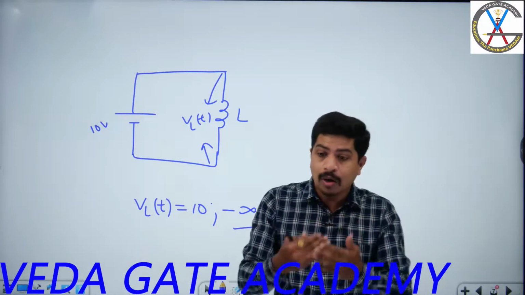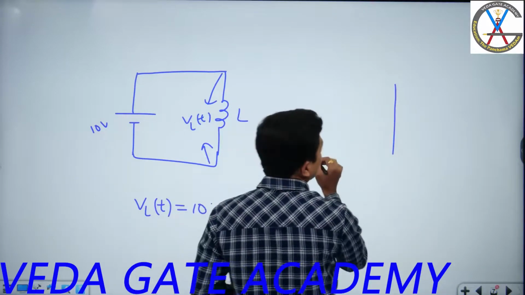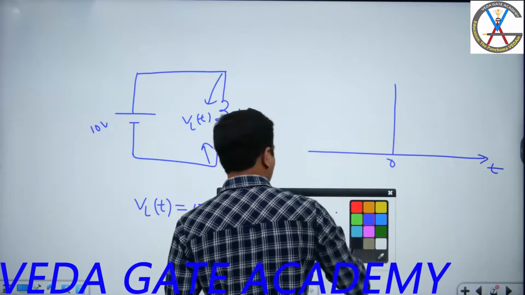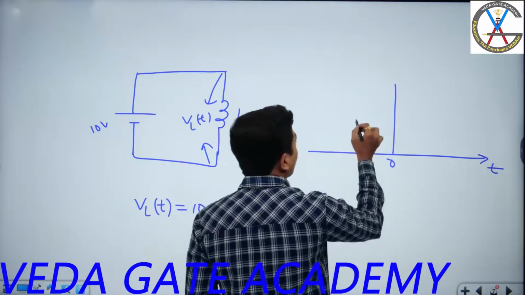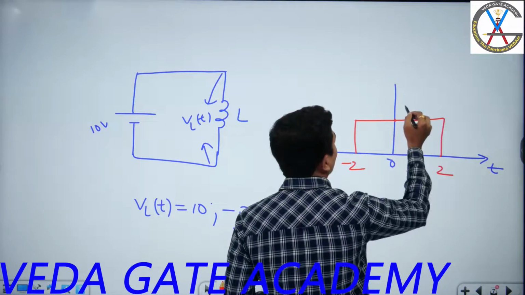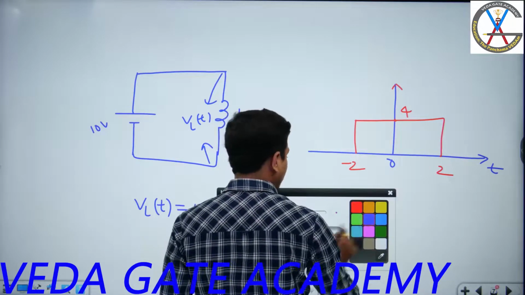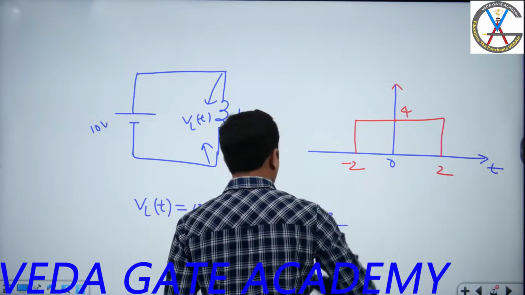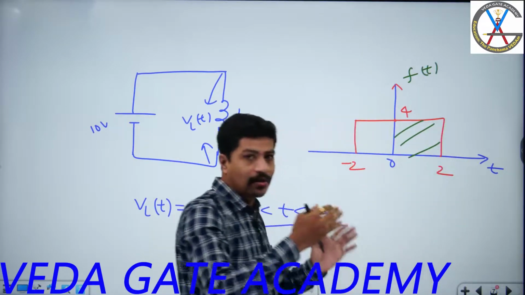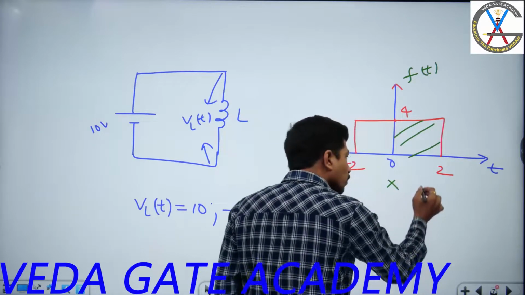Now, I have a signal like this. This is 0, and let me draw it completely. I have a signal from -2 to +2 with magnitude of 4. I want only the right side part. I don't want this left side part. This is f of t, but in f of t, I want only the right side part. What is the equation for that? You multiply this one with u of t.